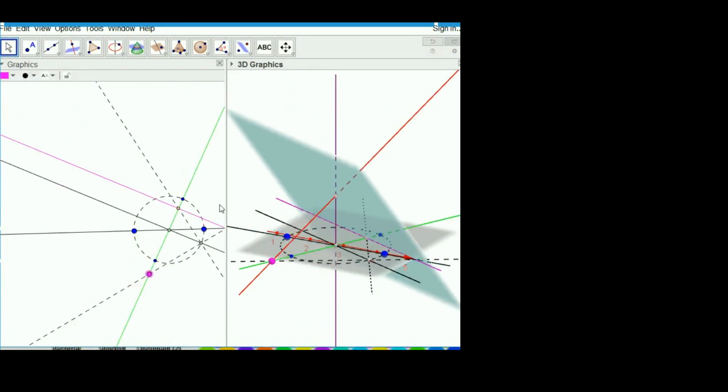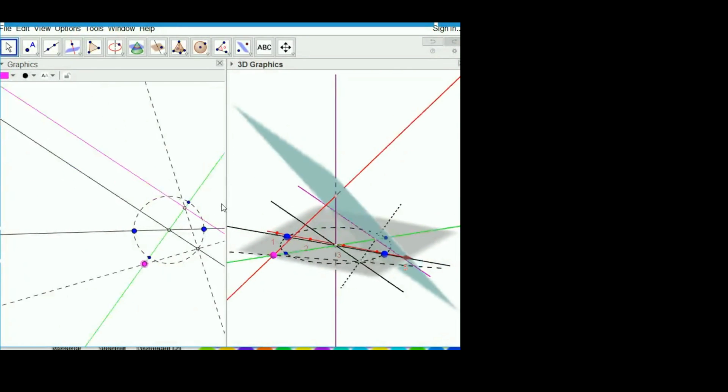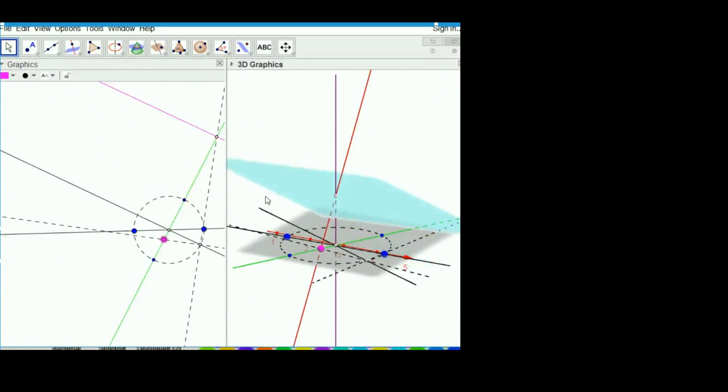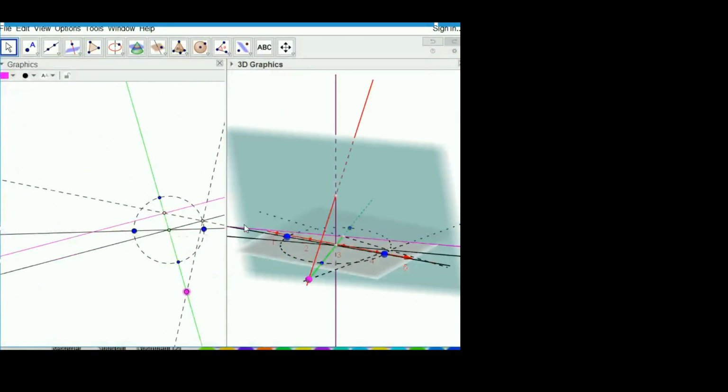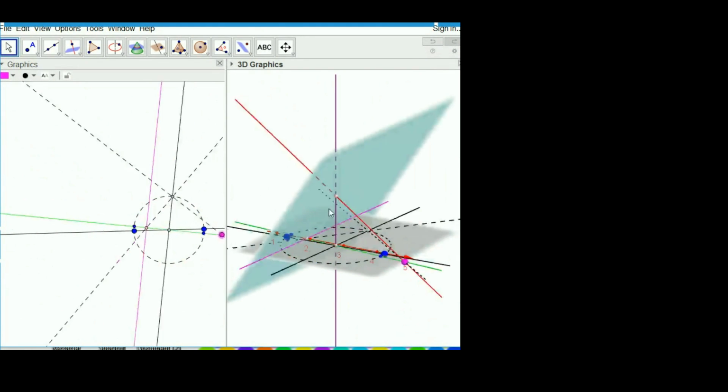So basically, polarities under imaginary circles just correspond to this perpendicular relationship between lines and planes. And for this reason, I think the imaginary circle is a pretty fundamental object.